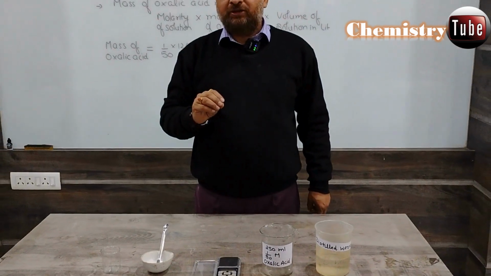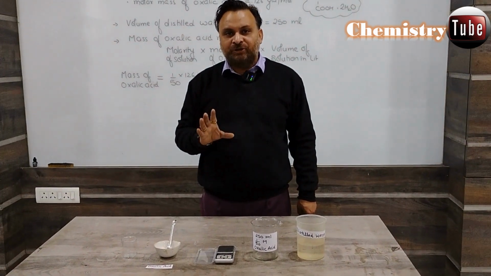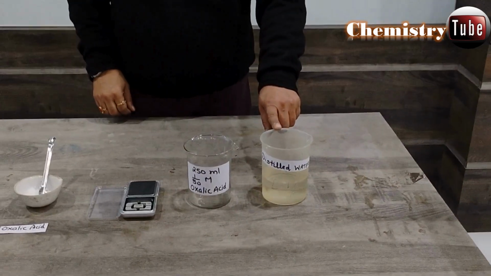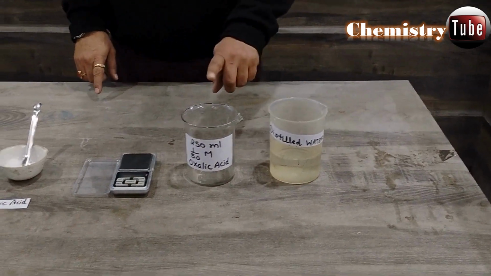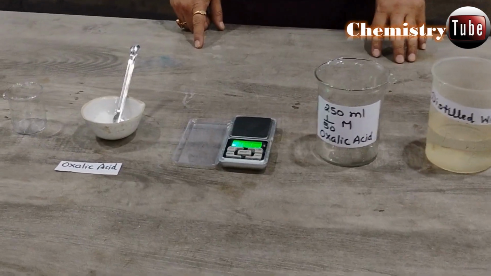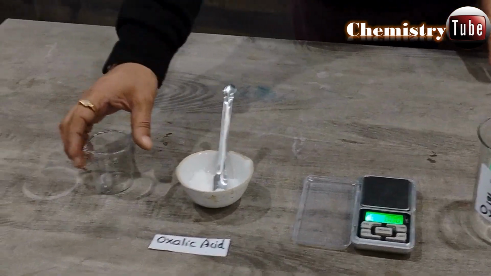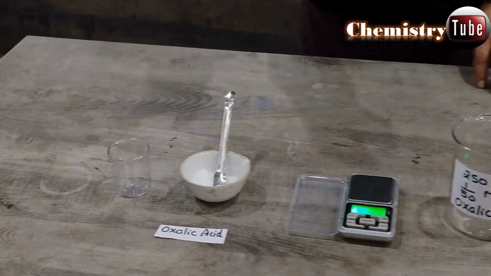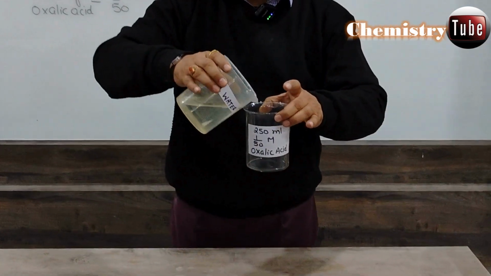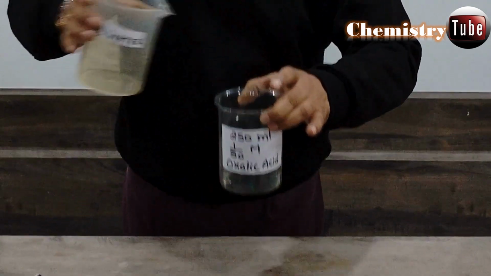To prepare 1/50 M, 250 ml of oxalic acid solution, we require certain things. First of all, we require exactly 250 ml of distilled water. We require an empty beaker. We require an electronic weighing machine. This is the oxalic acid that we have to dissolve. We will weigh it, and we require a small beaker. Now the first step is we transfer this 250 ml of distilled water in this beaker. Okay, now we have 250 ml of distilled water in this beaker.